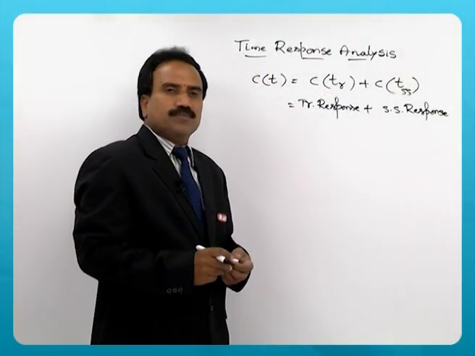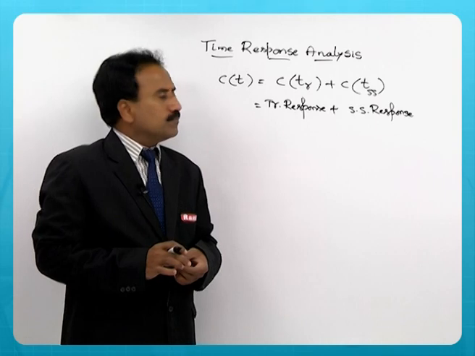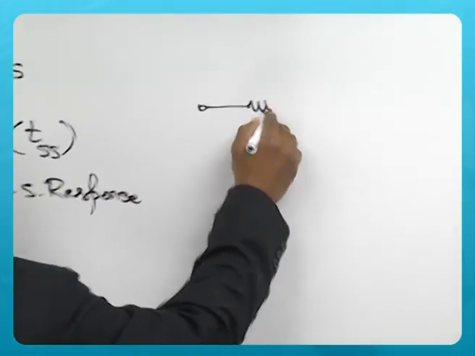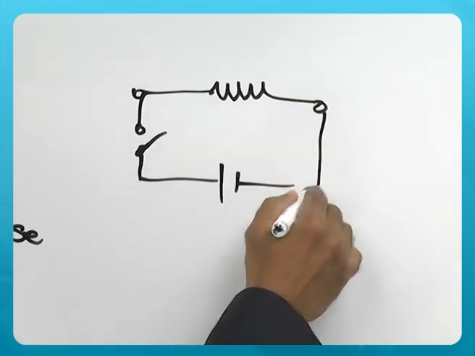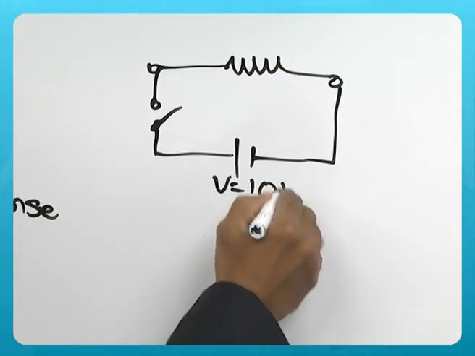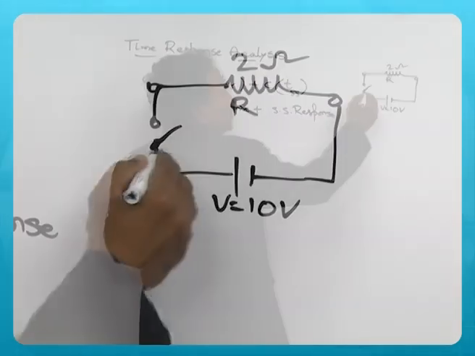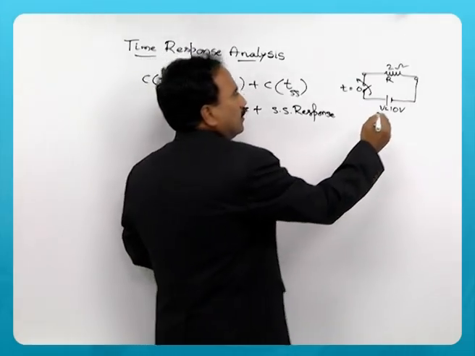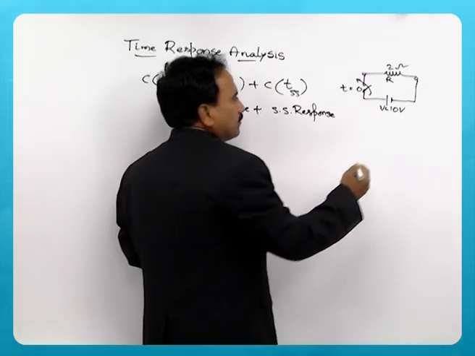To understand better what exactly transients are, and what elements cause the transient response, let us consider a simple example: a resistor with some switch is excited by some voltage source, say V equal to 10 volts, and R is 2 ohms. Then when the switch is closed at t equal to 0, there will be a current that flows through the circuit.